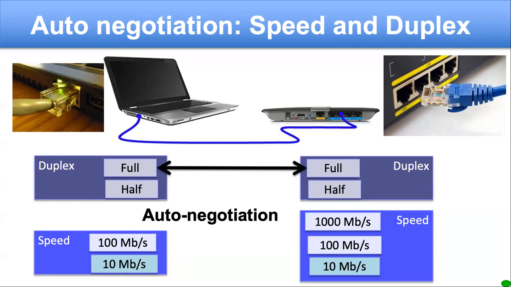Since they both can do full duplex, they'll do full duplex. That is, being able to send the bits both directions at the same time, receive and transmit at the same time. They'll also auto-negotiate the highest common bandwidth between the two. In this case, the highest common bandwidth is 100 megabits per second. Although the switch can do 1,000 megabits per second, that port on the switch, the NIC card on this laptop cannot.